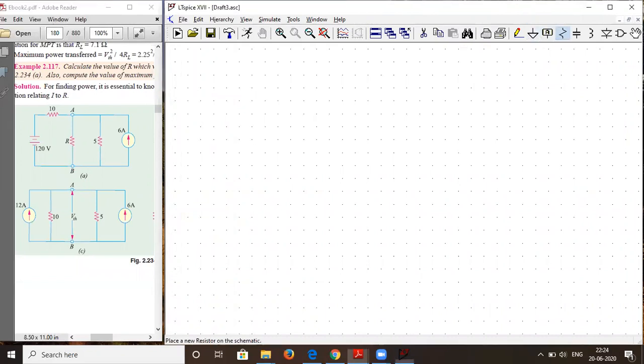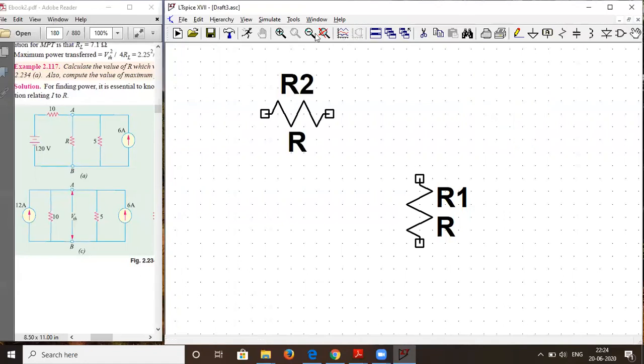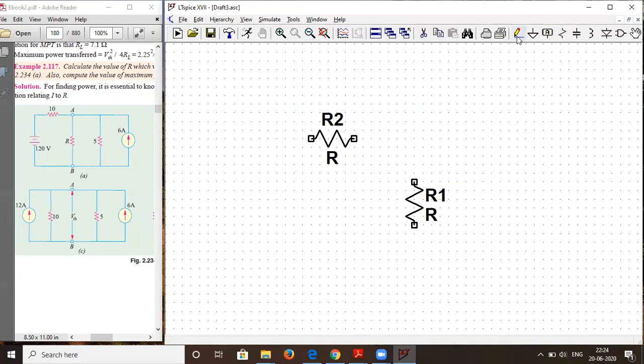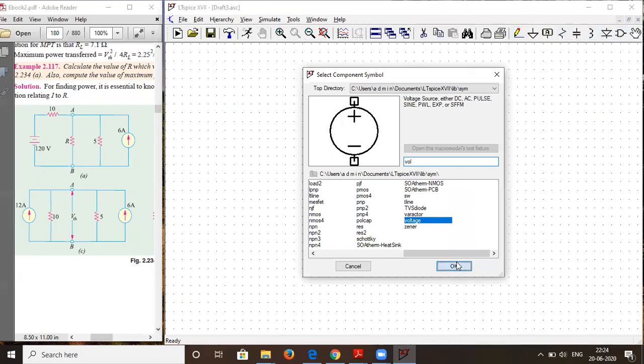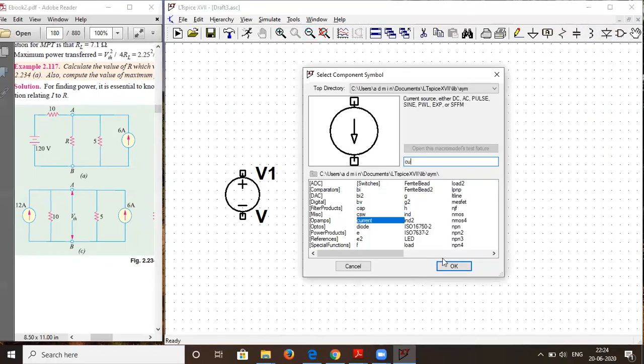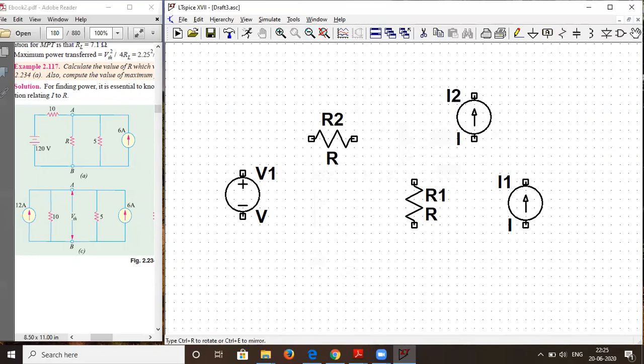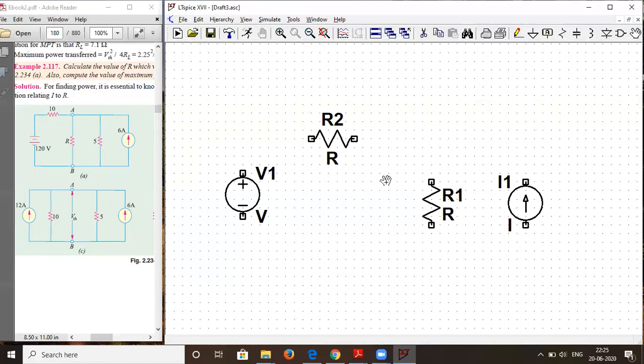So let me collect the components over here. You have a resistor, and I place another resistor over here. Then we have a current source and a voltage source. We select a voltage source from here and place it over here. At the last, we will connect the current source. By controlling R, we can rotate it. We are supposed to find the maximum power which is delivered to the resistor R shown in the circuit. So let us call those points A and B.